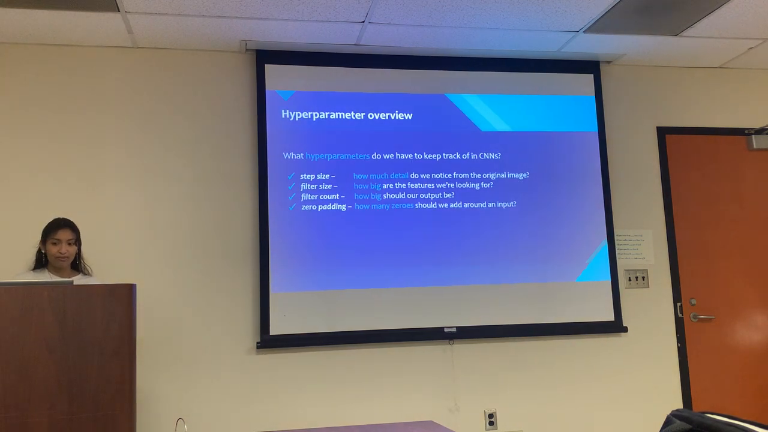So these are hyperparameters, things that we can adjust to make it better. Step size is how much detail we want to notice from the original image. Filter size is how big the features that we're looking for are. Filter count is how big our output should be. And zero padding is how many zeros we want to add around our input.